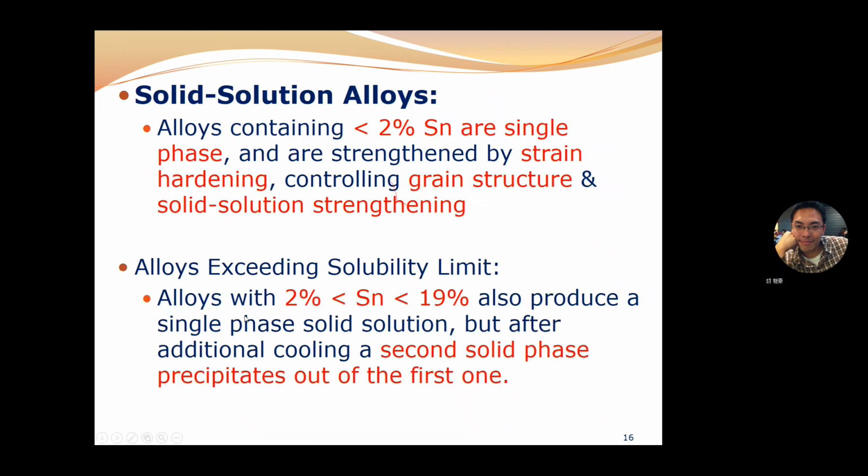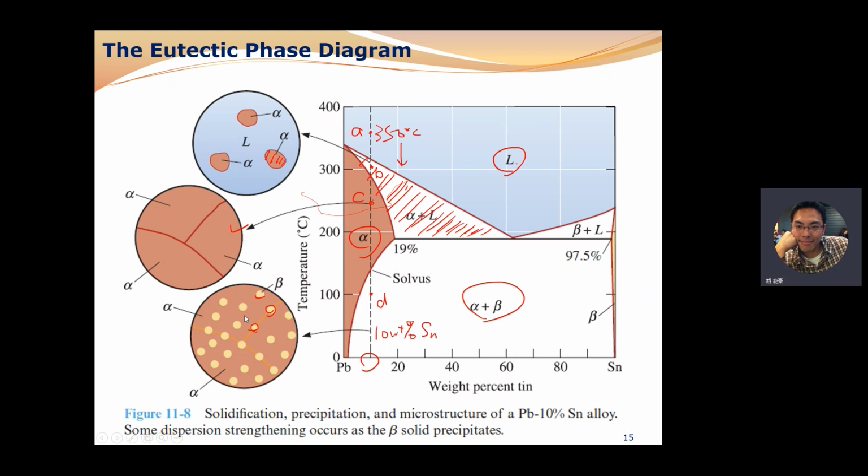Okay, so I already described this earlier. An alloy containing less than 2% of tin is a single phase, and is strengthened by strain hardening, controlling grain size, and solid solution strengthening. Okay, so what does this mean? Let's look at this figure.